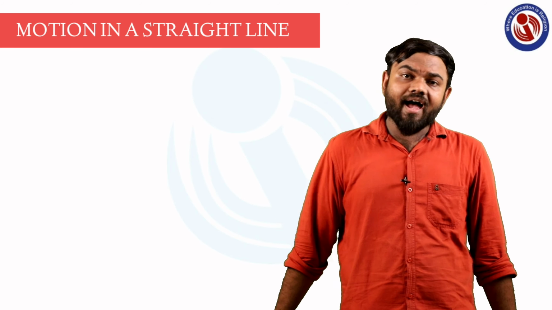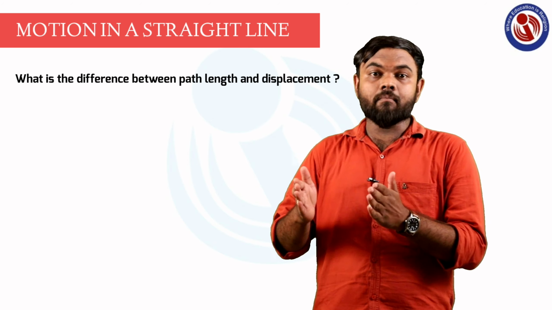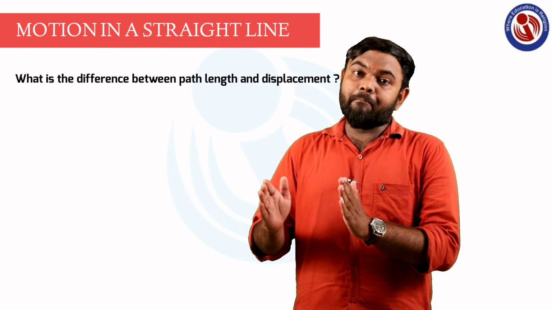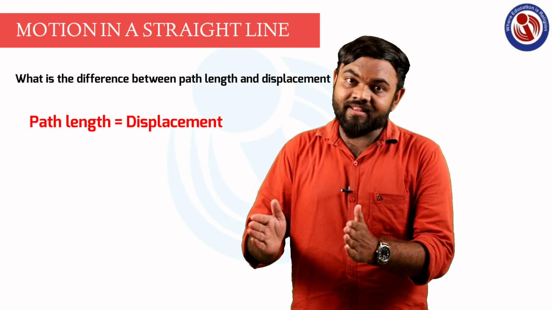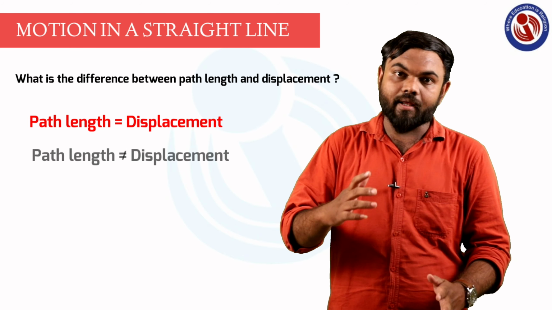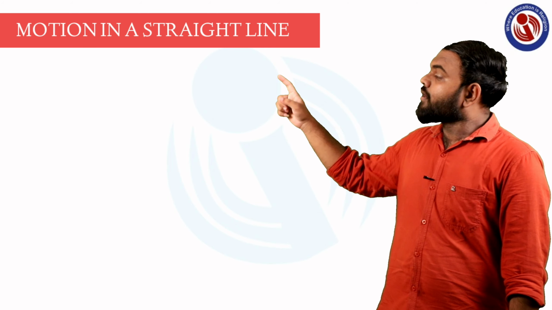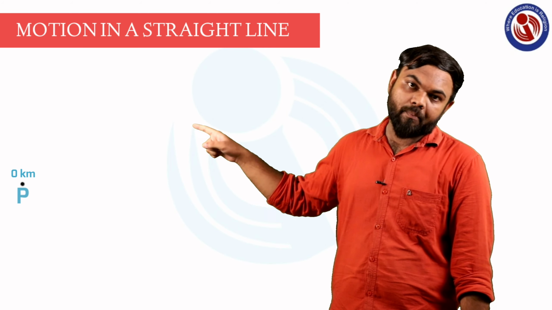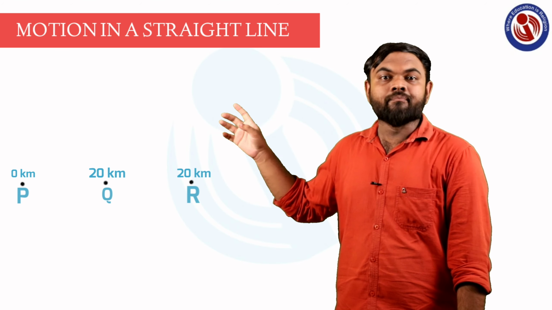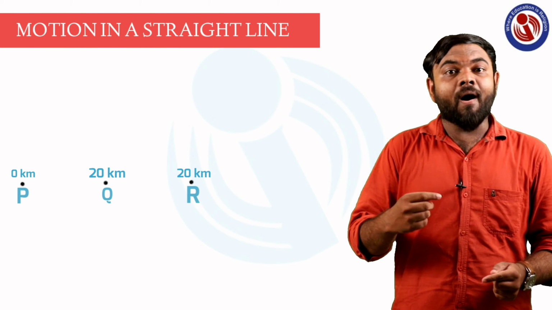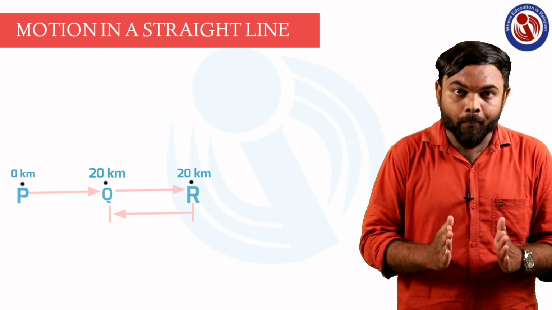Now, one question arises in your mind. What is the difference between displacement and path length? Sometimes path length and displacement are the same, but sometimes they are not the same. Here we can take another example for this. Suppose P point is at 0 km, Q point at 20 km, R point at 20 km. Now we take one path P, Q, R and we go from R backward to Q.